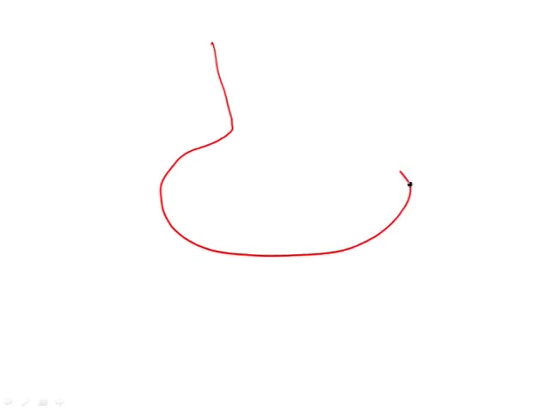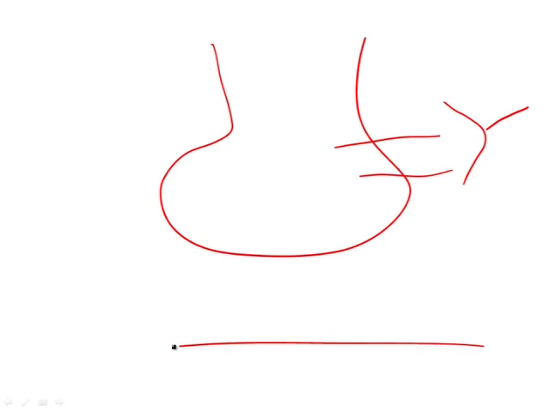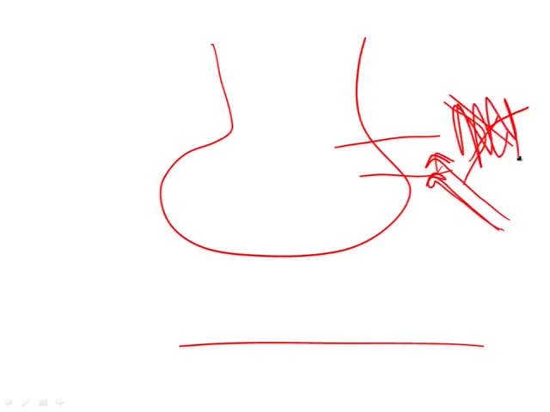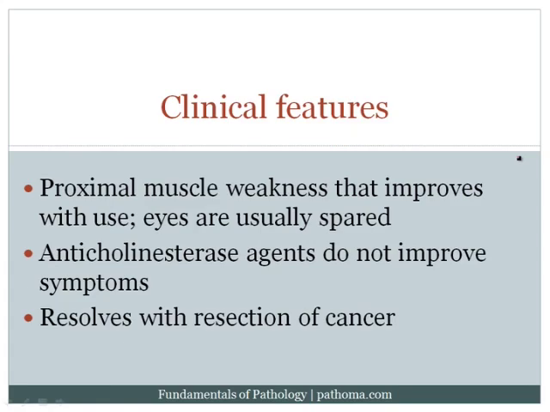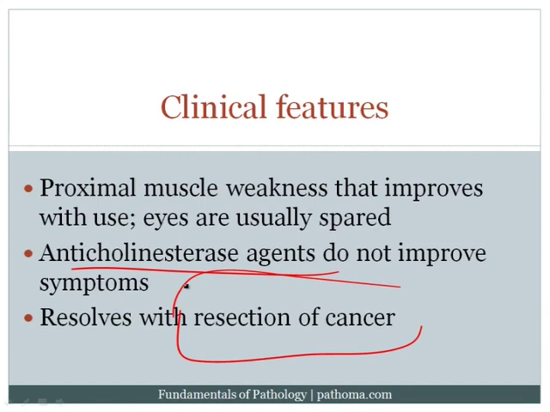The reason why the weakness improves with use is that you've got an antibody here competing with the calcium channel. And so what's going to happen is the more you fire this nerve, the more there's going to be a gradient trying to force calcium in. And so again, the more you use the nerve, the more the pressure to force calcium in, and you'll be able to then kick off this receptor. And so the muscle weakness will actually improve with use. And the eyes are usually spared, particularly high yield. Again, anticholinesterase agents don't improve the symptoms, and if you remove the tumor, the paraneoplastic syndrome will disappear.